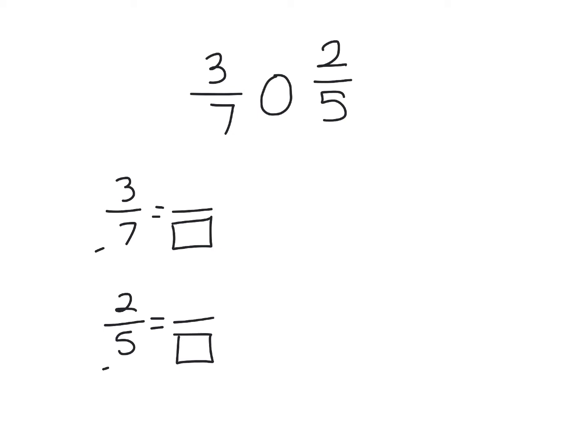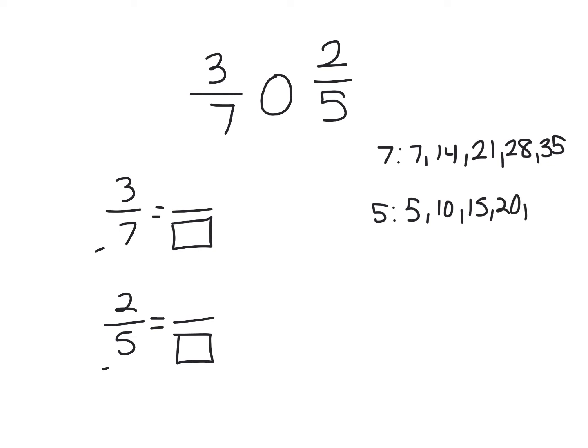Multiples are where I'm going to start. So we'll list multiples of 7 and we'll list multiples of 5 and we'll find something that's common. 7, 14, 21, 28, 35, and I'll stop there. 5, 10, 15, 20, 25, 30, and we'll scooch over 35. I can see that 35 is going to be my least common multiple, so that's going to be my denominator.